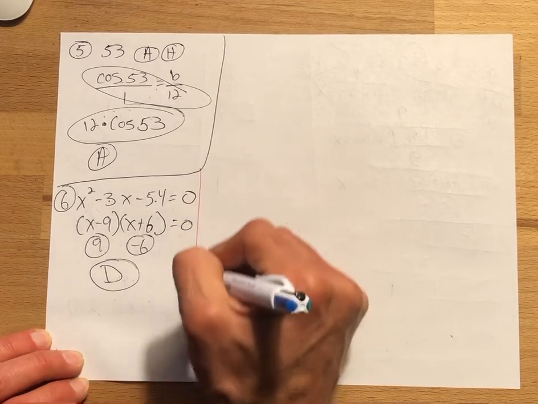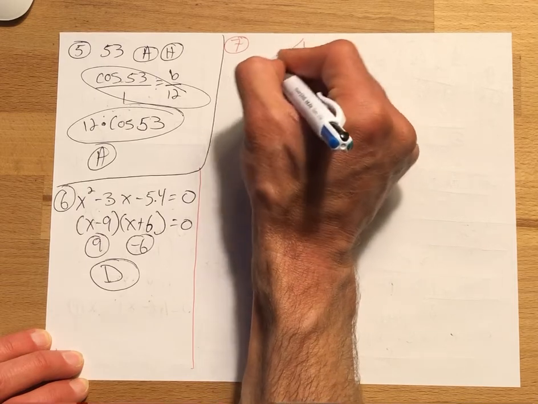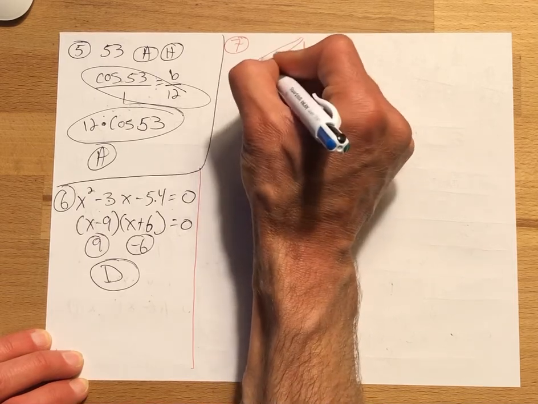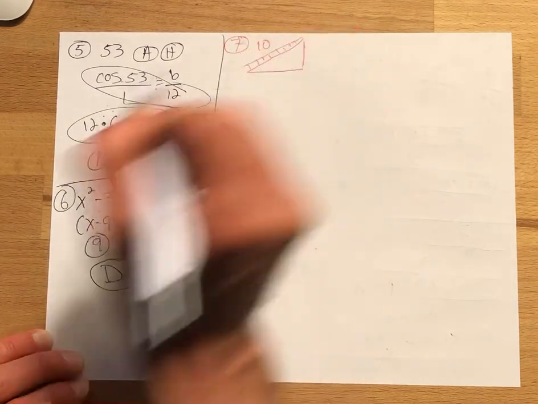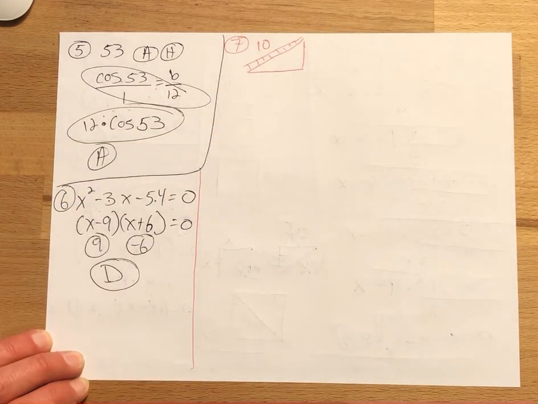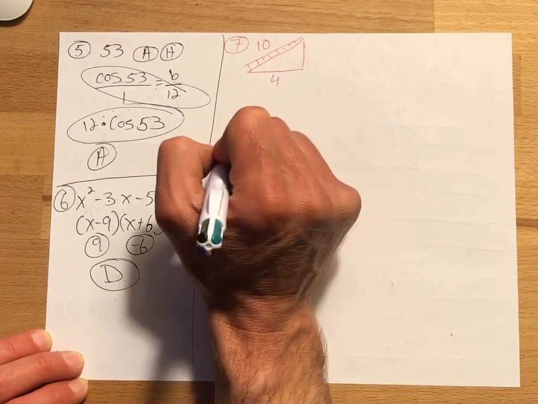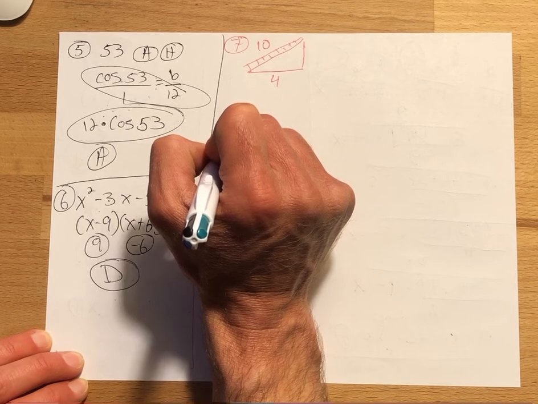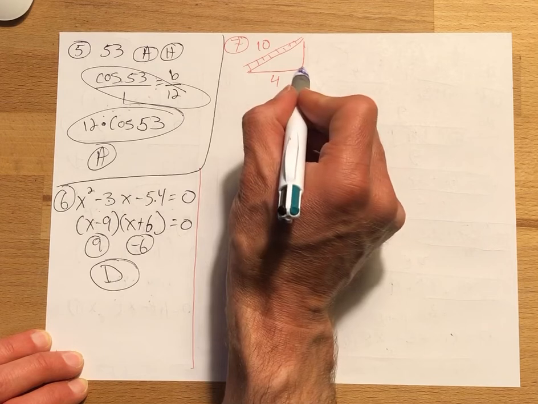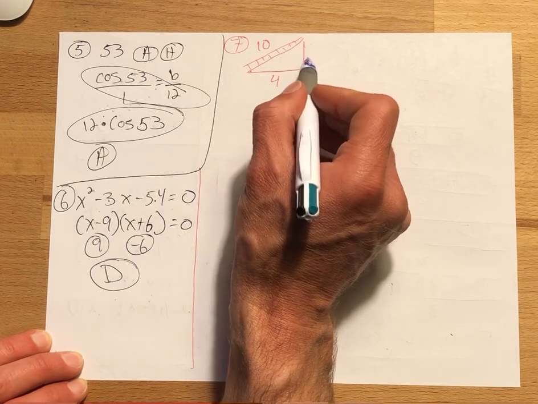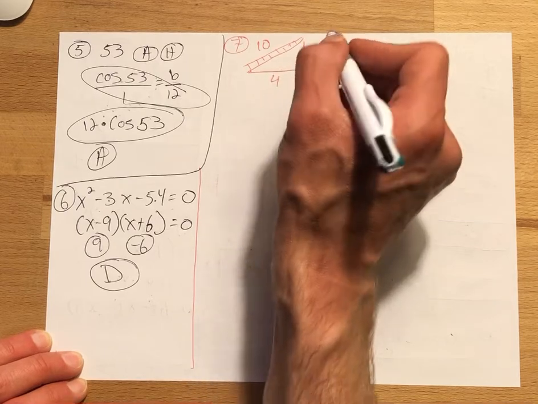Okay, for number 7, here is my right triangle, and this is the ladder that's leaned up against the wall. It's a 10 feet ladder, and the base of the ladder is 4 feet away from the wall. A 10 feet ladder leans up against a wall, so the base of the ladder is 4 feet. How high up on the wall will the ladder go to the nearest foot?